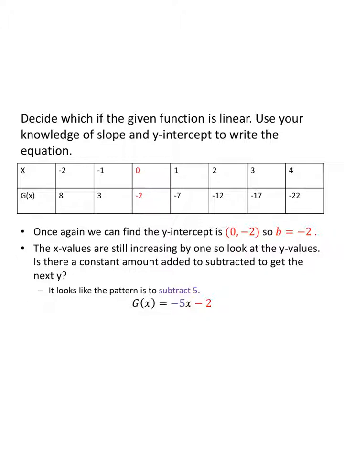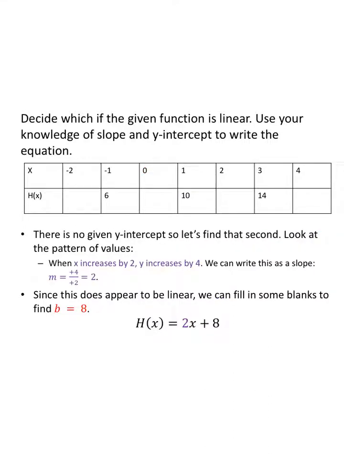Let's try a value. Let's use 2. When x is 2, 2 times negative 5 is negative 10. Negative 10 minus 2 is negative 12. Hey, look, that one works. And you could try as many as you want and make sure your formula is correct. That's it. We're looking for patterns. Pattern recognition is huge when it comes to math.